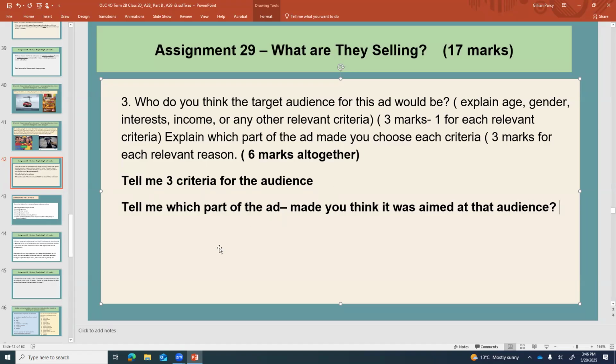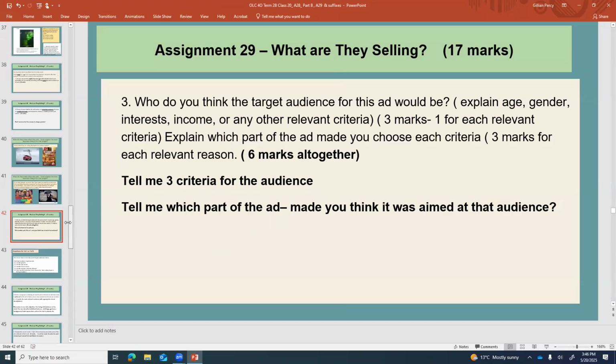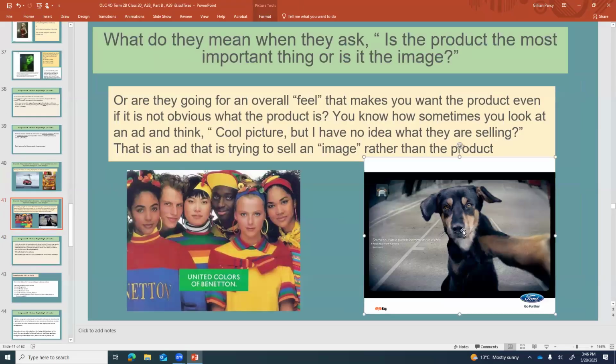Okay, so going back to here, right? I might say this is aimed at animal lovers. Why? Because it's showing a cute little puppy. People who don't like animals aren't going to find that a selling point, right? It wouldn't matter to them. Okay.